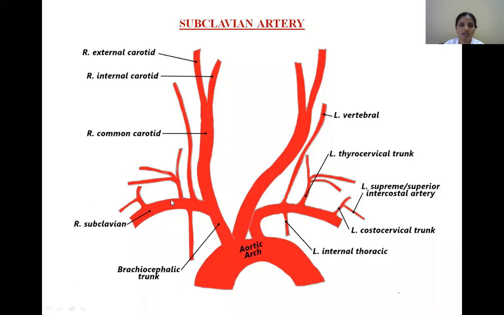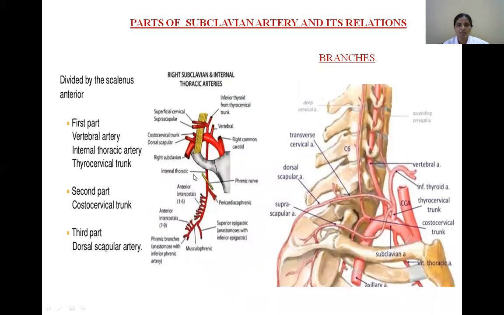So this is the first part. We'll see how it is divided. This is the parts of the subclavian artery and its relations. We'll see, in relation to this muscle, this is the scalenus anterior. The subclavian artery is divided into three parts.